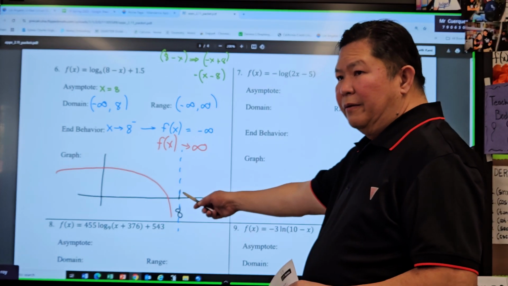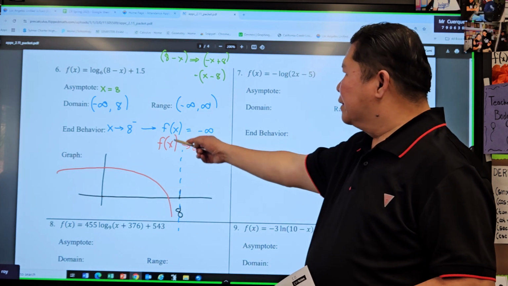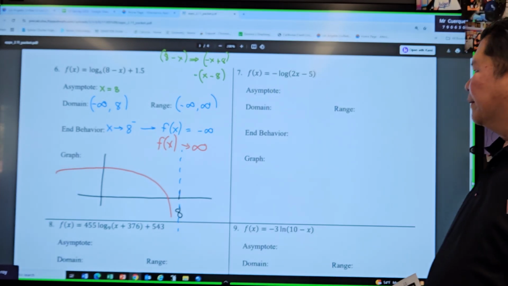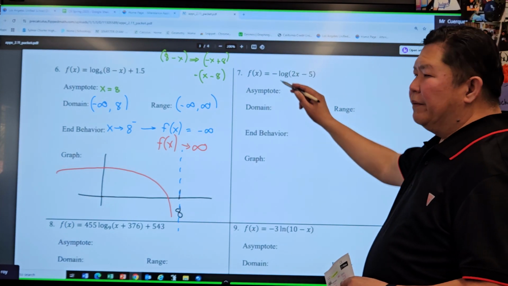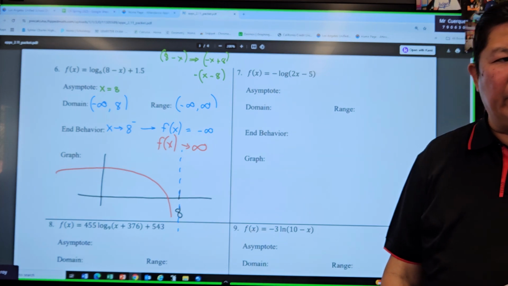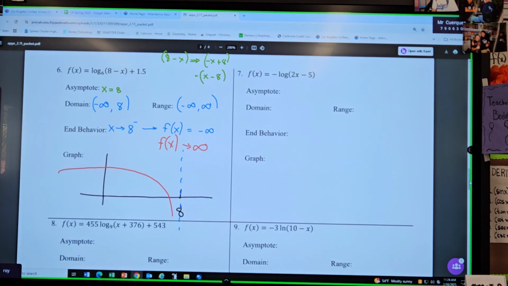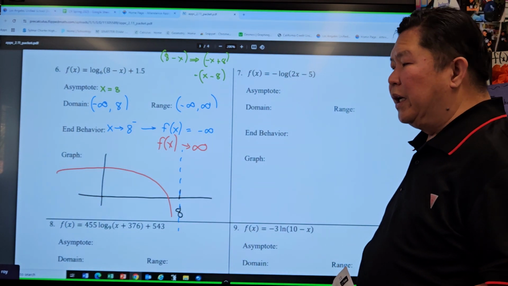Does the graph look this way? Who graphed this one, guys? Is it similar to this way? Okay, so moving on to number 7. What is this negative? It's going to be a reflection, a vertical reflection. So can you write that down? That negative is a vertical reflection.